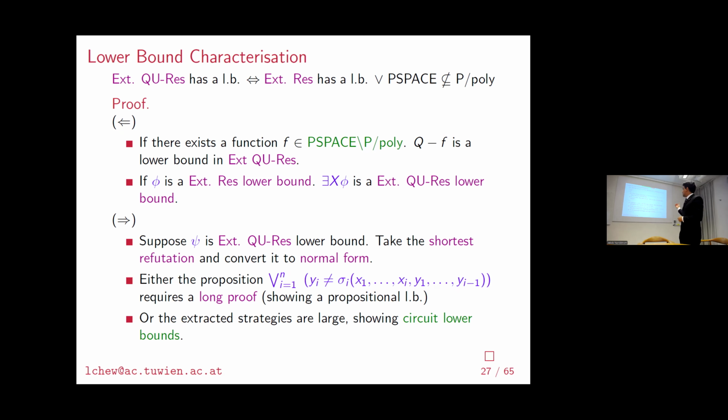Now, if this thing is big, that could only happen because one of these strategies or some of these strategies end up being large, which then gives us our circuit lower bound. Okay, so this has quite a nice property because it means that we're not expected to find lower bounds for this extended QU resolution because it implies a disjunction of two. Here is an open proof complexity problem, and here is an open circuit complexity problem.